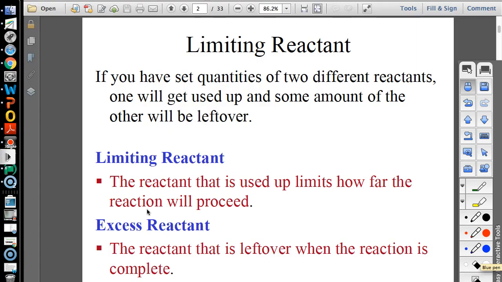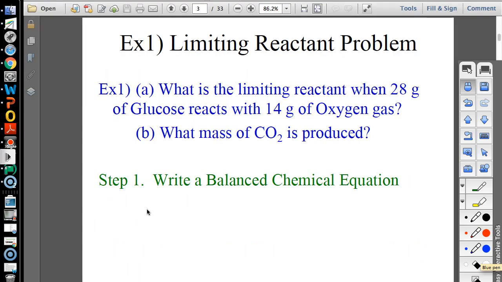If you have set quantities of two different reactants, that's what just happened. I told you I had so many crackers and so many chocolates, so how many s'mores can we make? One's going to get used up, and the other is going to have some left over. The limiting reactant is the one that gets completely used up, and the excess reactant is the one that has something left over. Very simple. When we're doing any kind of stoichiometry, converting the mass or moles of one product or reactant to another, we have to make sure our equations are balanced, because we need the mole ratio to get from one substance to the other.